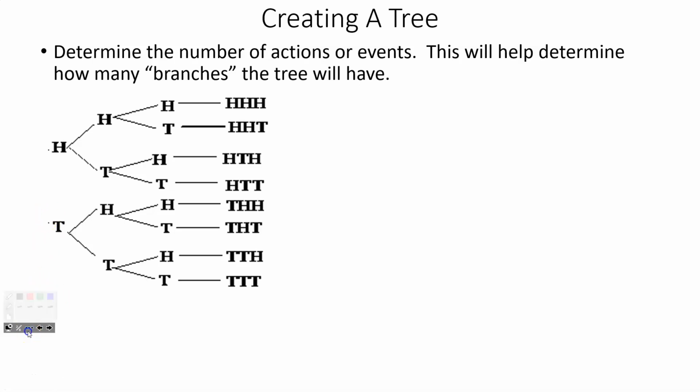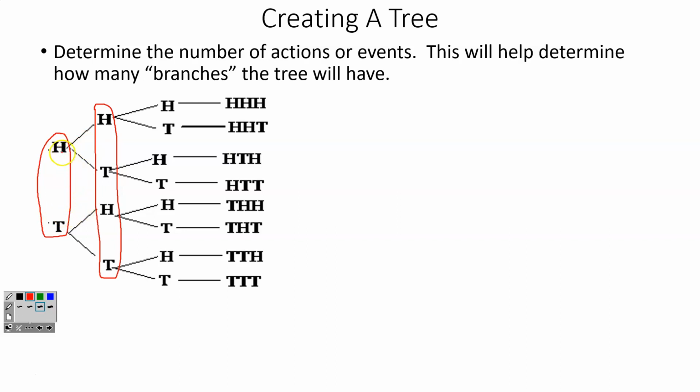So for the first action, by flipping a coin once, I could get heads or tails. So that's my first action. Now, the second action is when I flip it again. So these are our possibilities when we flip it a second time. Now, because a lot of that depends upon what we got the first time, it becomes a compound probability.